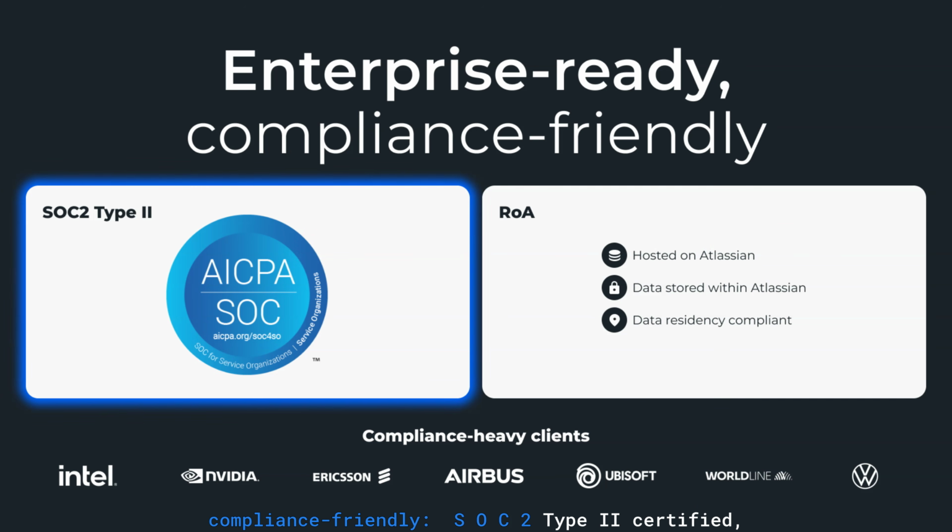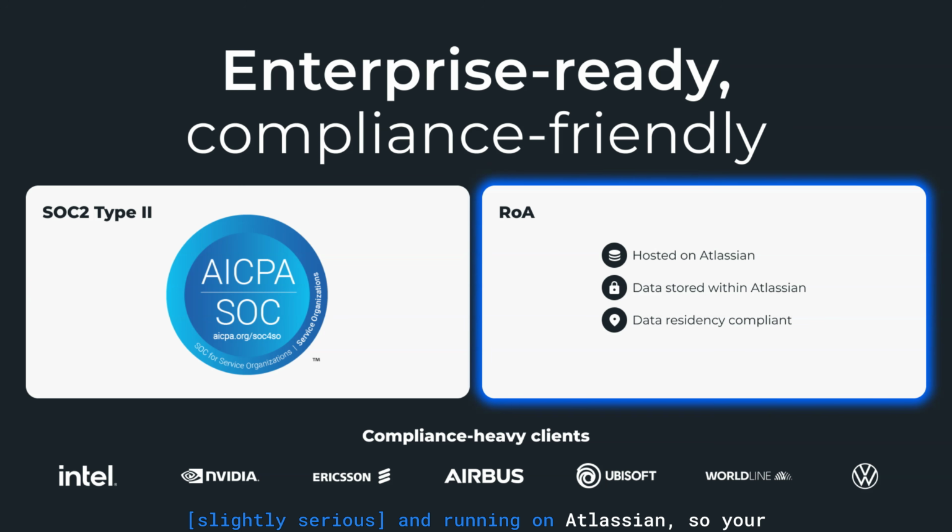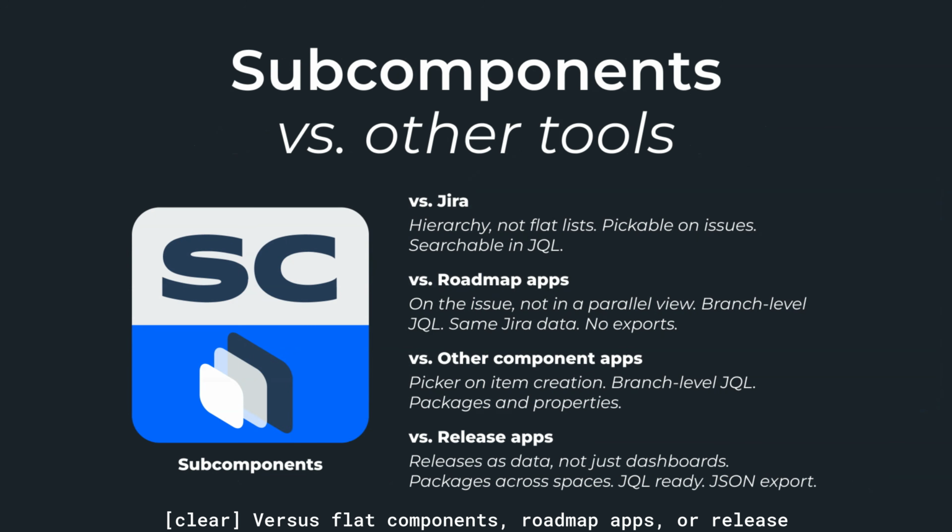SOC 2, Type 2 certified, and running on Atlassian, so your data stays within Atlassian and residency compliant. So how's it different versus flat components, roadmap apps, or release tools? Here you get hierarchy, packages, properties, and JQL on the issue and in your data, no exports.